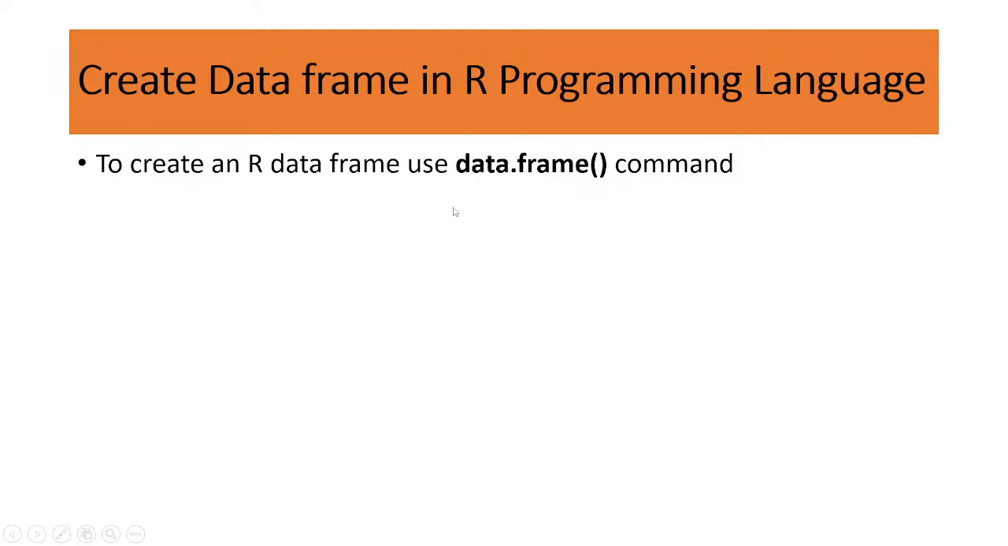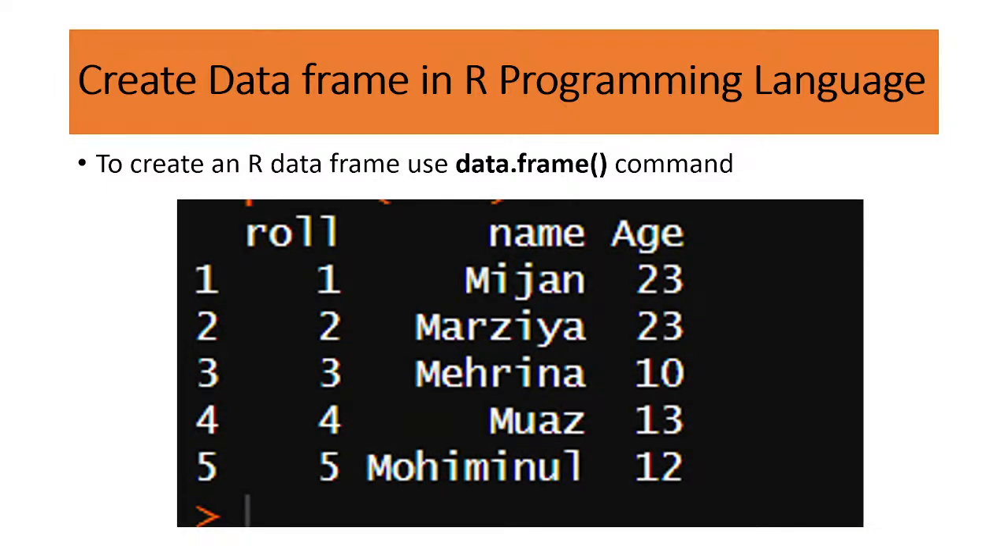Okay, so this function we need to use when we want to create a data frame. Data frame is a function. It is also called a data table, or data frame. In this table we can get the role, the name, and the age. These are 3 columns and a total of 5 rows.